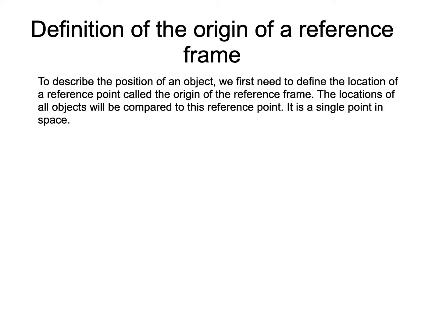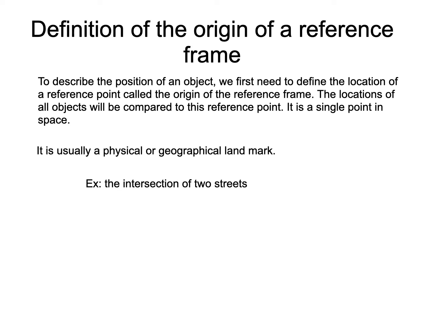The next step is to choose a single point in space that we will call the origin of the reference frame. A landmark or a physical feature is normally used to pinpoint it. Examples of possible choices for the origin could be the intersection of two streets, the city hall of a town, or the starting point of a race. Notice that all these examples have something in common. Their locations are fixed in comparison to their immediate surroundings.